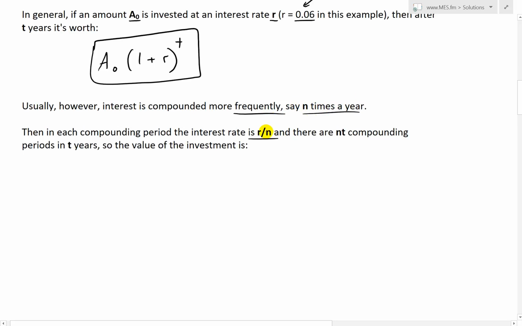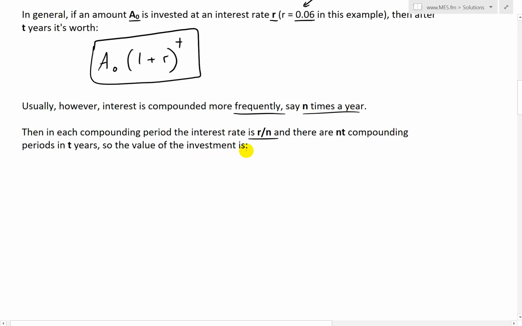If it was biannually, you would divide that interest by 2. But if it's n times a year, you would divide this annual interest by n. And then what we also get is n times t compounding periods in t years.